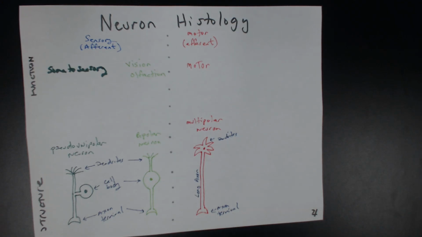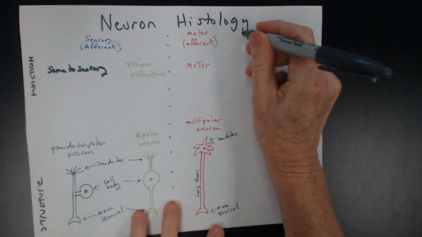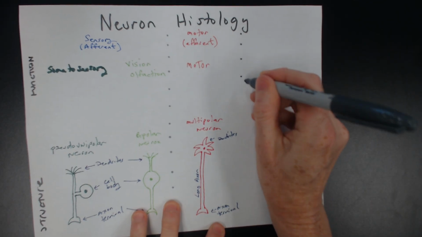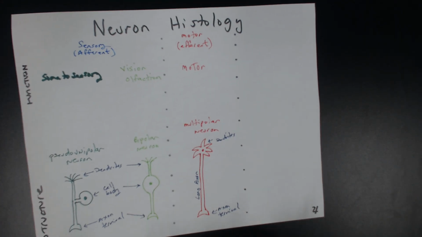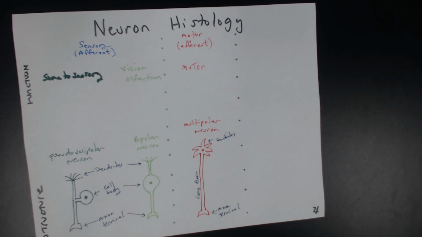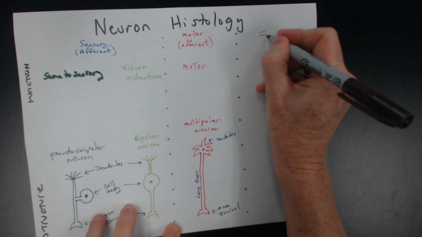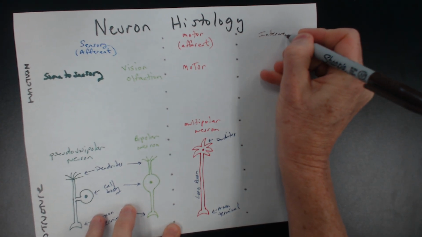Okay, now last section. So again, if you want to just put some dots down here to separate the next section. The last section that we're going to talk about are something known as interneurons. I'll put that in brown. Those are interneurons.